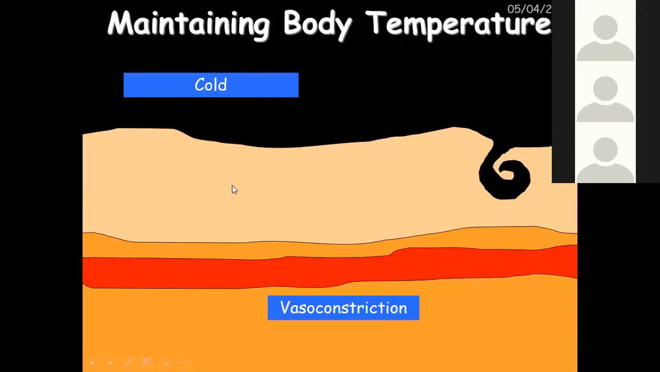So look at this. There are two things that the body does. One is called vasoconstriction. We're going to learn about this. And the other is called vasodilation. Let's talk about it before we take any notes down. When you get cold, your blood vessels get smaller.